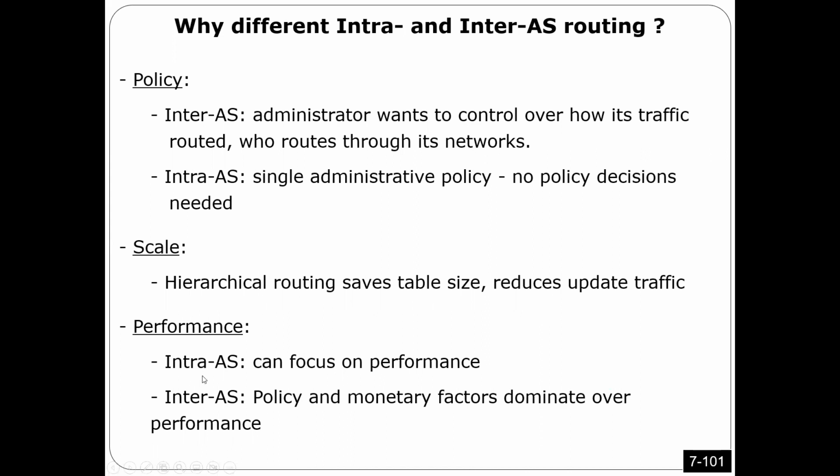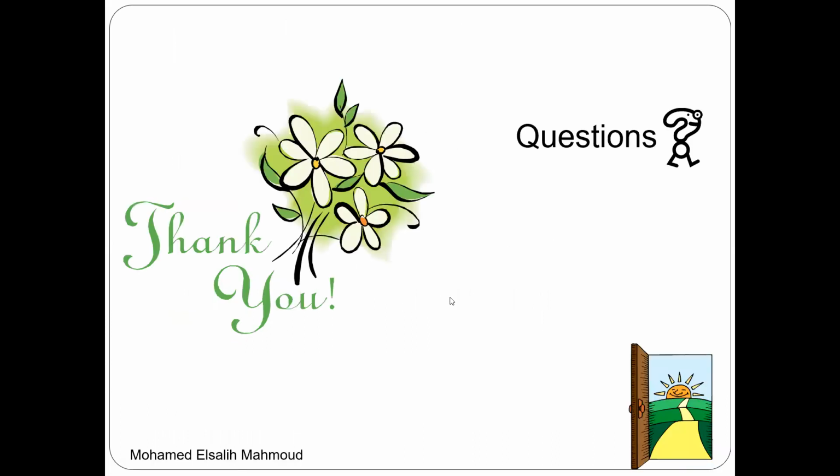So here in intra we focus mainly on performance because I'm gonna forward all data, because it's my network, right? But for inter, the metric we're gonna use is actually policy. Monetary factors may dominate over performance. Intra is a single administrative domain with only one administrator. But in inter, between different autonomous systems, you should have control over how your traffic is routed, who routes through your network, and so on. Still, we also use hierarchical routing here to save table size. I think this is the end of this one.